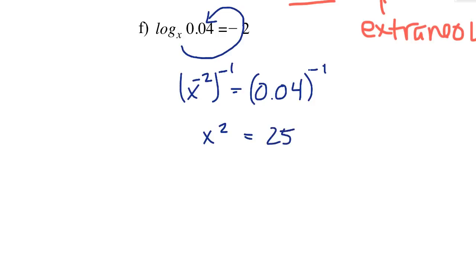Okay, cool. So now let's solve this equation. How do we solve it? Obviously, we just take the square root of both sides. It's going to get rid of that. So x equals 5. Is that it?